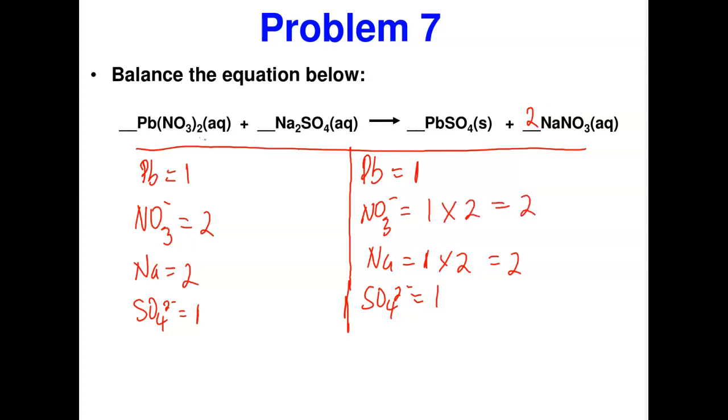If you go here, the nitrate is already fixed. It's 2, so I don't need to touch it. So I have my lead fixed, I have my nitrate fixed, I have my sodium fixed. What about my sulfate? My sulfate is 1. No need to fix it. The equation is balanced. So if you want to just help out, you can just add 1, 1 on all sides. And then your equation is balanced.